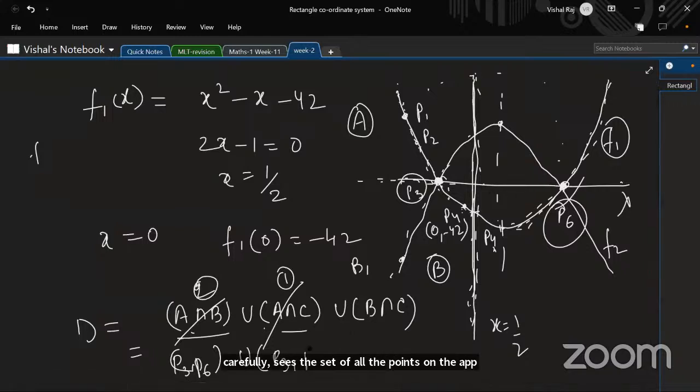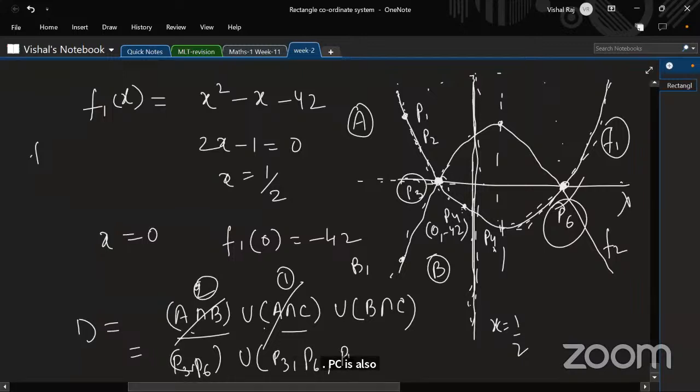P6 is also included. Then P4. So 3 points. This P4 is also there. P2 is here, right? Yes, sir. It's just lying on the left. So A intersection C: this is P3, this is P6, and this is P4. Okay. So P3, P6, P4 is included.